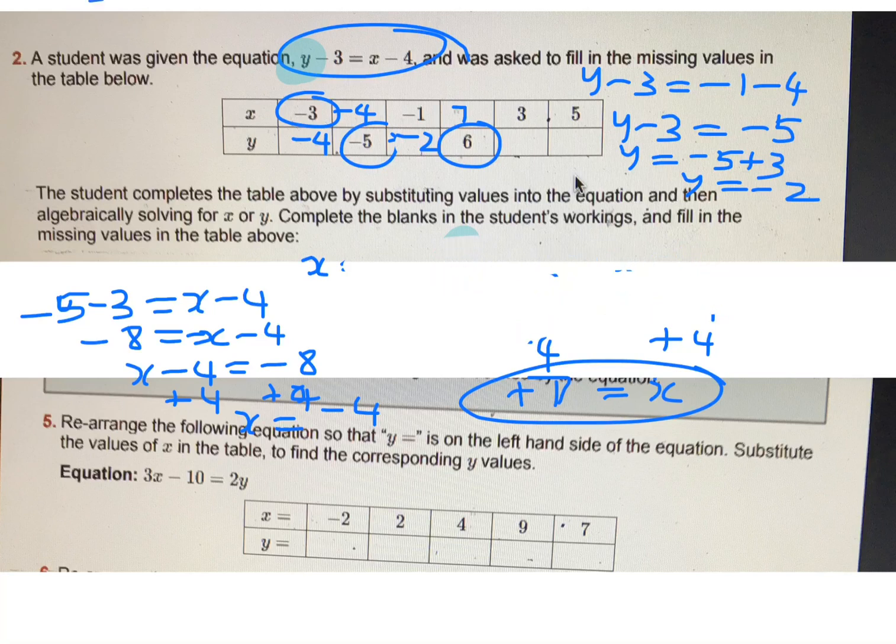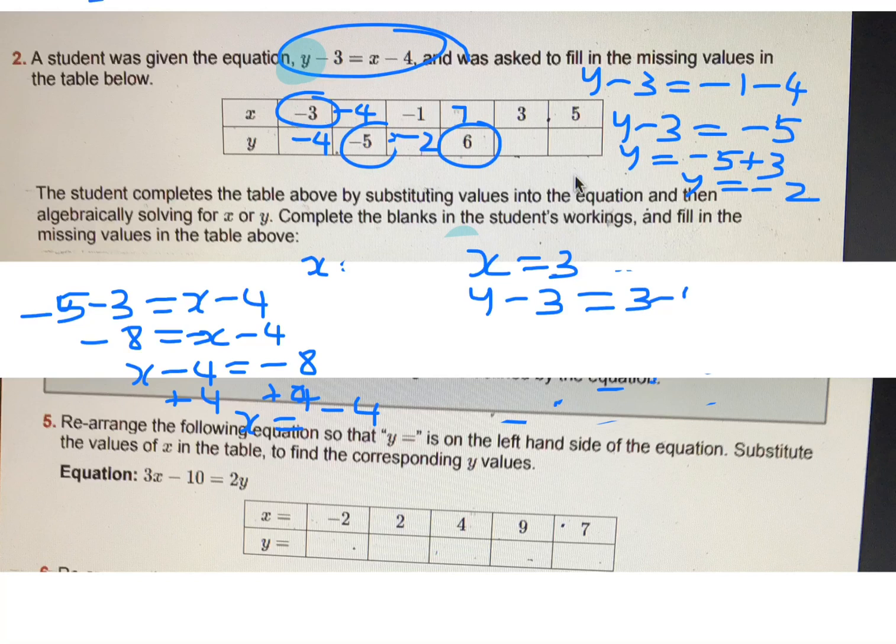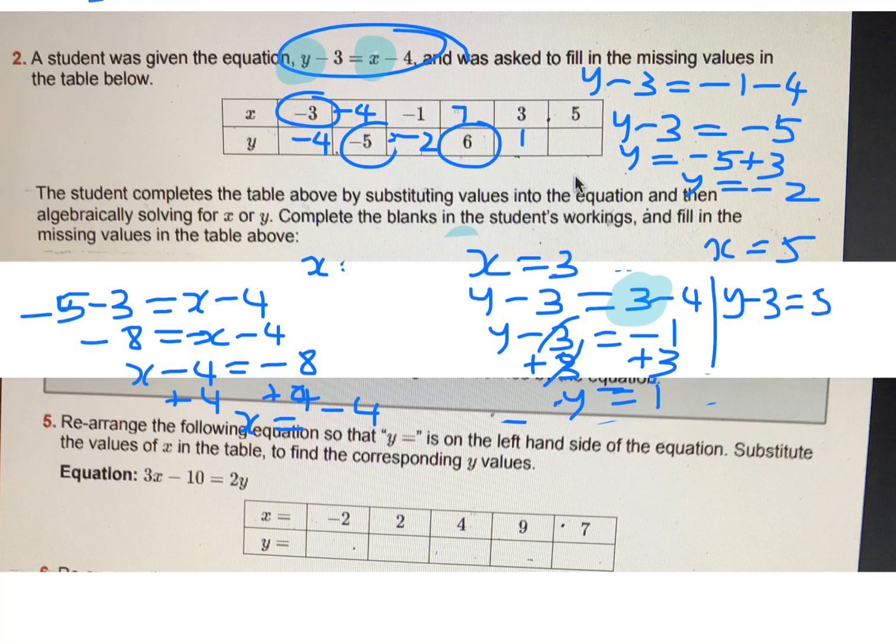Okay. So let's have a look at the next one. When x equals 3, so you got y minus 3 equals 3 minus 4, because where the x is, I put in a 3. So y minus 3 equals 3 minus 4 is minus 1. So plus 3 plus 3, minus 1 plus 3 is positive 1. When x equals 5, y minus 3 equals 5 minus 4. Y minus 3 is 5 minus 4 is 1. Then just plus 3 plus 3. Y, 1 plus 3 is 4.